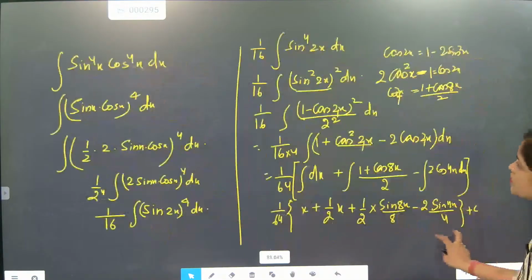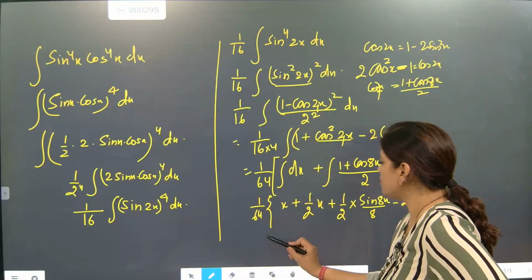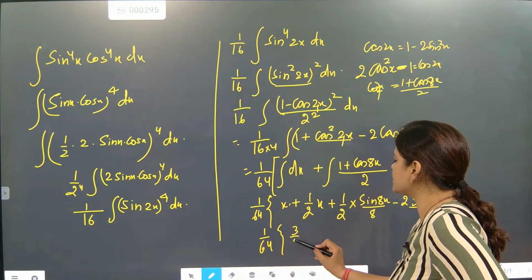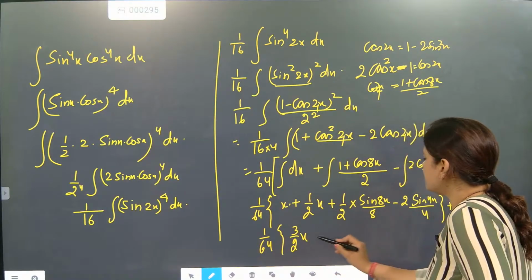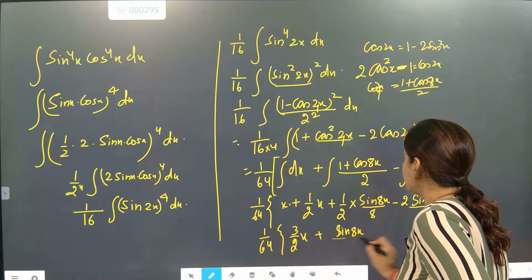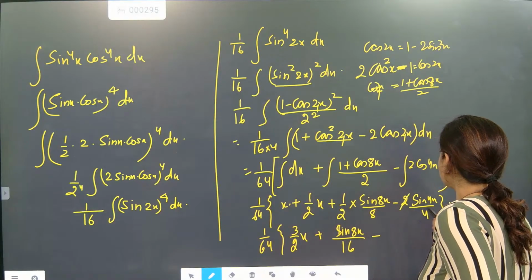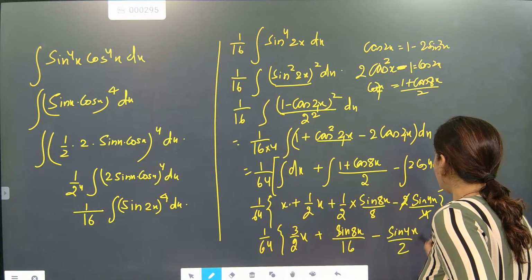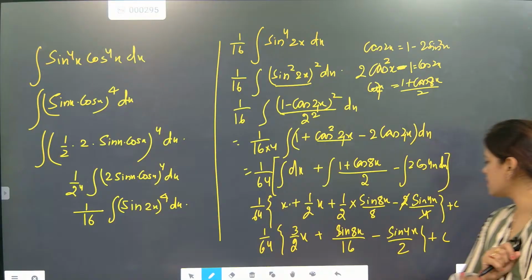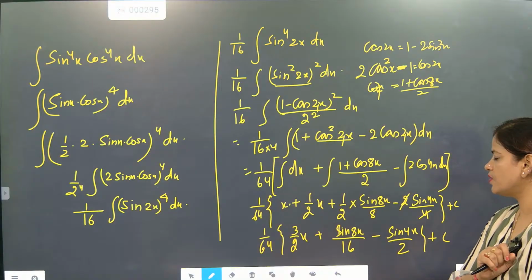So beta, if these type of questions are coming, you need to be very careful. So here it will become 3 by 2x, and then plus 1 sine 8x by 16 minus, here it is coming as sine 4x by 2 plus c. Check. Whenever these type of questions are coming, definitely these things are going to trouble you.